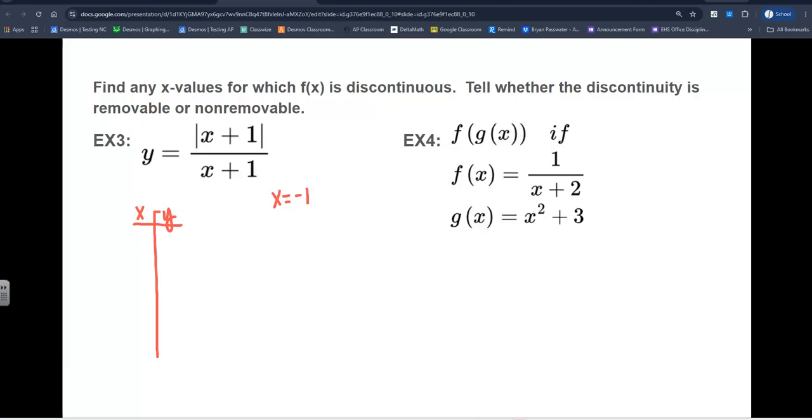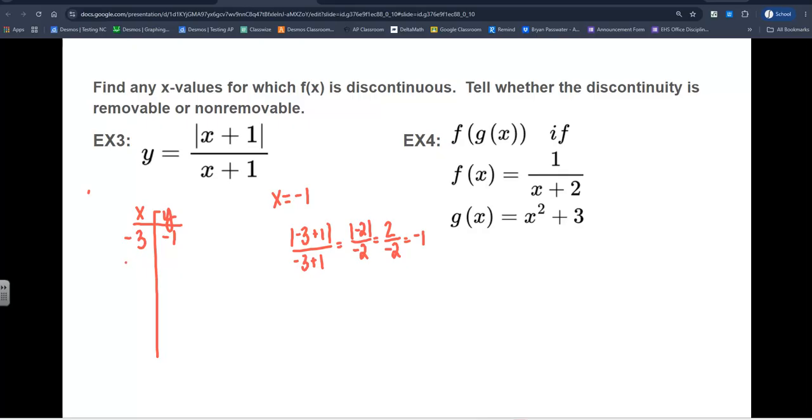So maybe I'll start lower than -1. Maybe I'll plug in -3. If I plug in -3, I have the absolute value of -3 plus 1 over -3 plus 1. That is going to give me the absolute value of -2 over -2. What is the absolute value of -2? Positive 2 over -2. What do I get? -1.